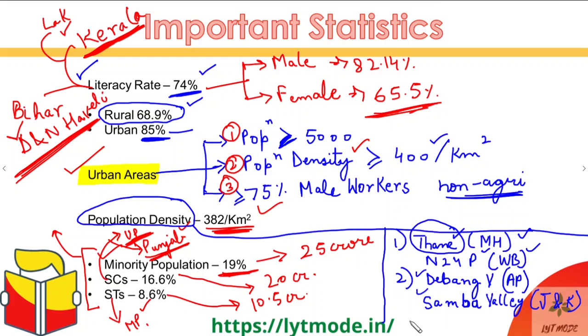Alright, guys. Apart from that, which is the most populous city of India? Everyone knows the answer is Mumbai. The highest overall population. But the highest population density is in Thane.